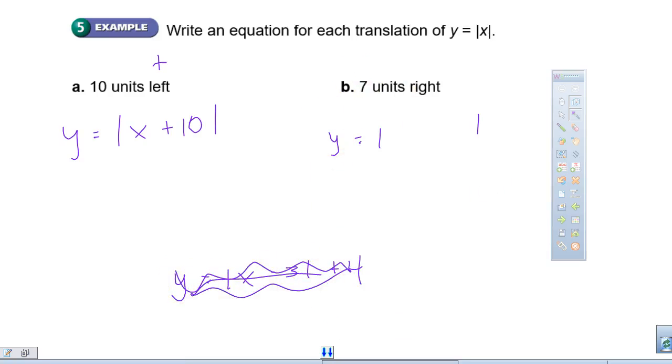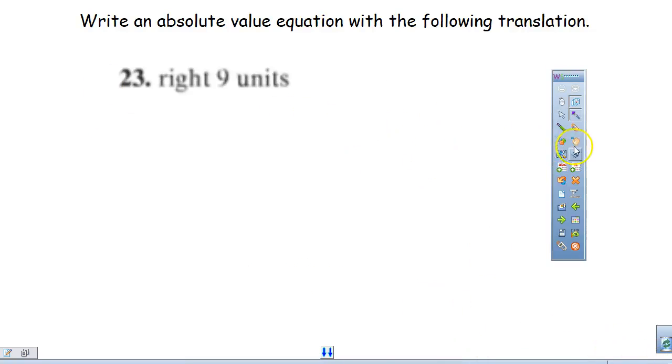All right, so for letter B, who thinks they could help me with 7 units to the right? Come up with. Perfect. X minus 7 inside your absolute value symbols. Very good. And on this last page, you've got one more to try on your own.